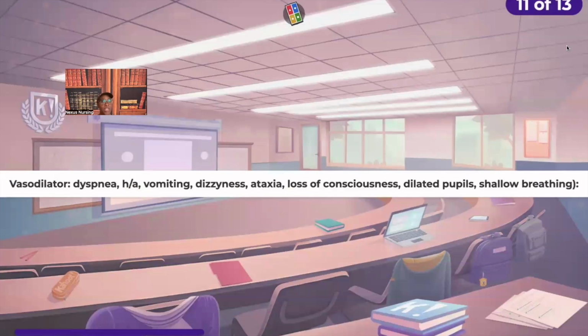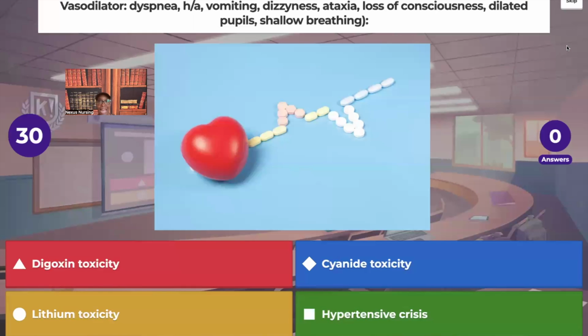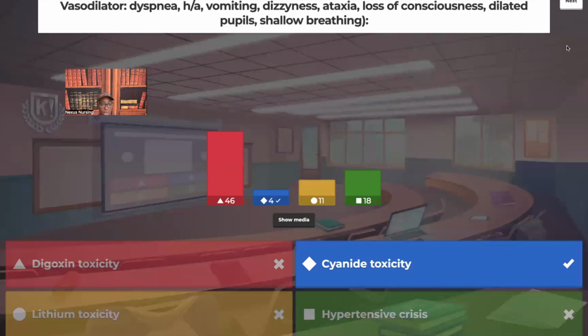All right. Your patient presents with dyspnea, headache, vomiting, ataxia, loss of consciousness, dilated pupils, shallow breathing. They're on the vasodilator. What do you suspect is happening? Would it be dig toxicity? Would it be cyanide toxicity? Would it be lithium toxicity? Or would it be a hypertensive crisis? Your patient that's on a vasodilator is exhibiting dyspnea, headache, vomiting, dizziness, ataxia, loss of consciousness, dilated pupils, and shallow breathing. What do you guys think is happening?